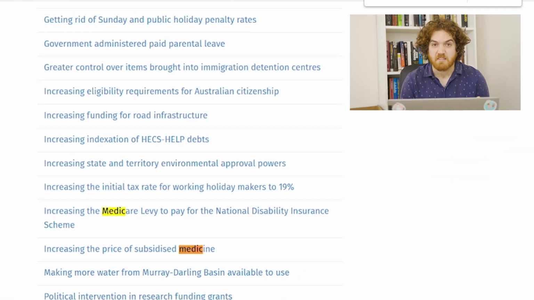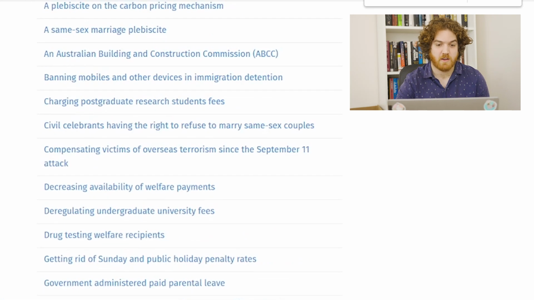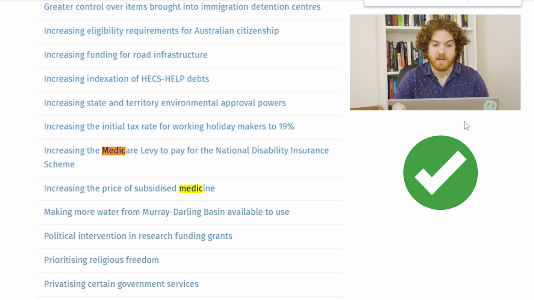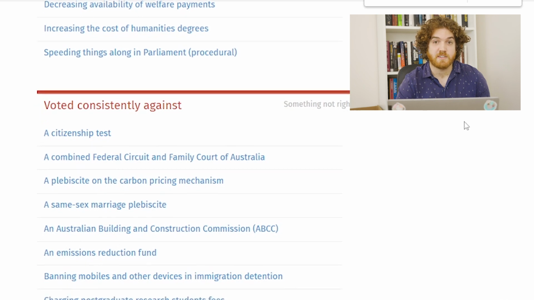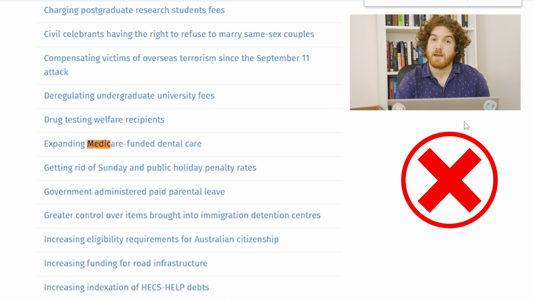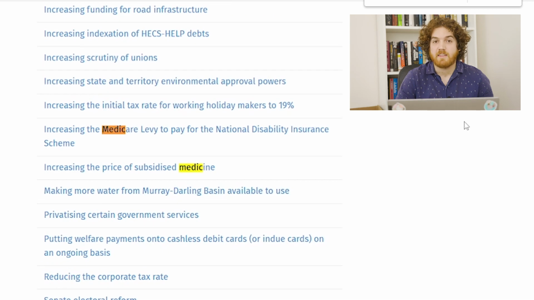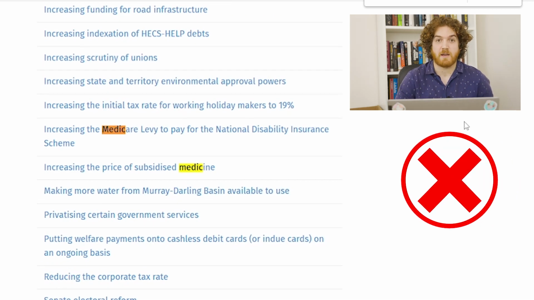So the next topic, health. Let's see what they have voted for. So Morrison has consistently voted for increasing the Medicare levy to pay for the National Disability Insurance Scheme and increasing the price of subsidised medicine. Anthony Albanese has voted consistently against expanding Medicare-funded dental care. That is also not recorded on Morrison's voting record, according to this site. Anthony Albanese, on the other hand, has consistently voted against increasing the Medicare levy to pay for the National Disability Insurance Scheme and against increasing the price of subsidised medicine.